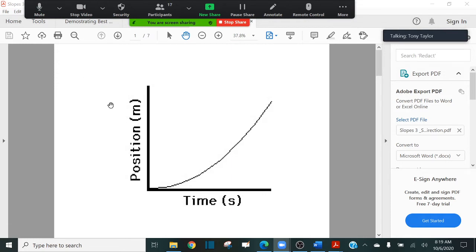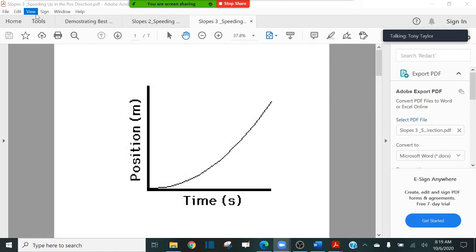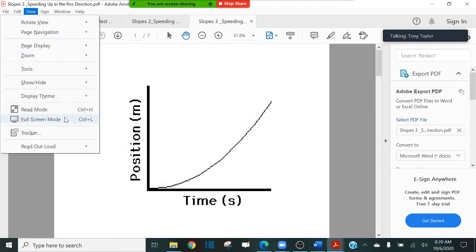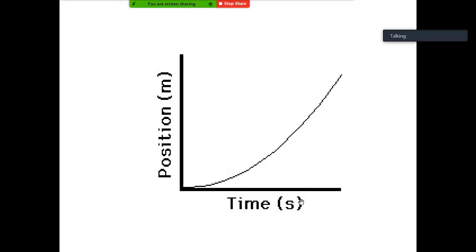So what I'm showing you guys right now is the position versus time graph for what I just showed you guys. And notice the basic trend. One, we can clearly see that we're going uphill, right? As we read our graph from left to right, we're going uphill. So that indicates an object that is moving in the positive direction.